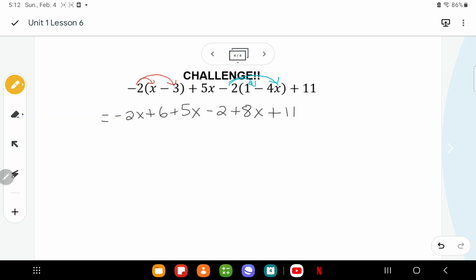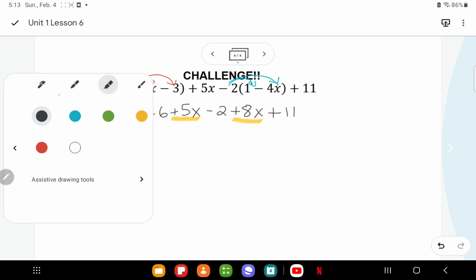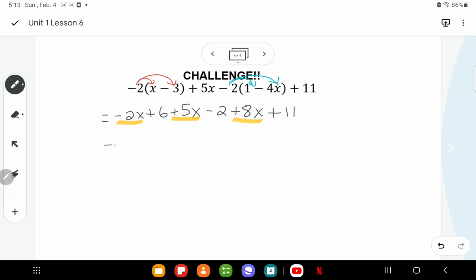Now I'm just going to go through and look for my like terms. Negative 2x plus 5x and plus 8x. Those are all like terms. So that ends up being 11x. My other like terms, I've got just plain numbers. I have 6 minus 2 plus 11. So that is plus 15. And that's it for today. So that's just a review of the distributive property and using that to gather up like terms.